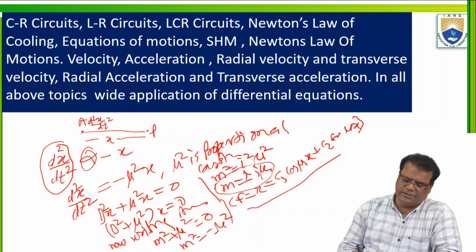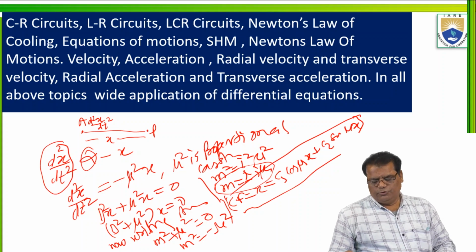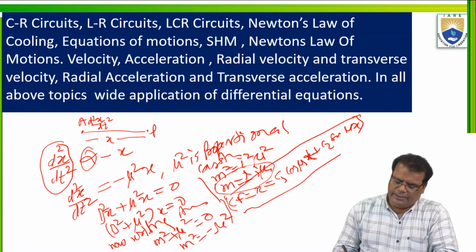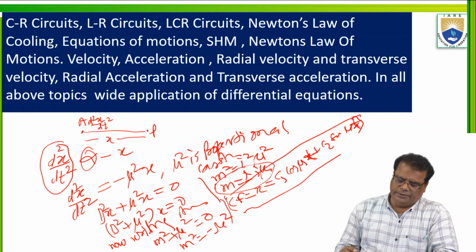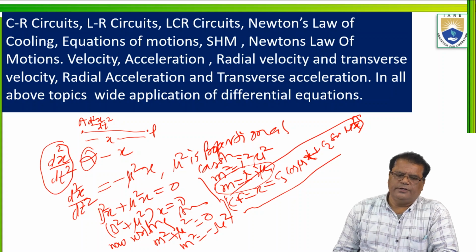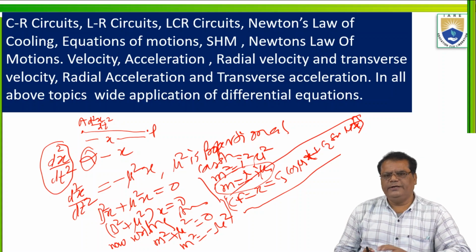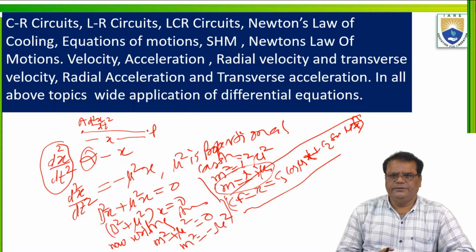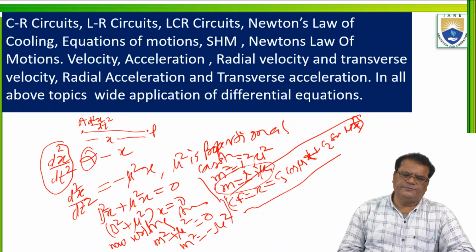So this is the solution of simple harmonic motion, x equal to a cos mu t plus b sin mu t. Here x is displacement and t is time. So this is the solution of the simple harmonic motion equation. Here we are showing that in simple harmonic motion, we use a differential equation of second order and first degree.